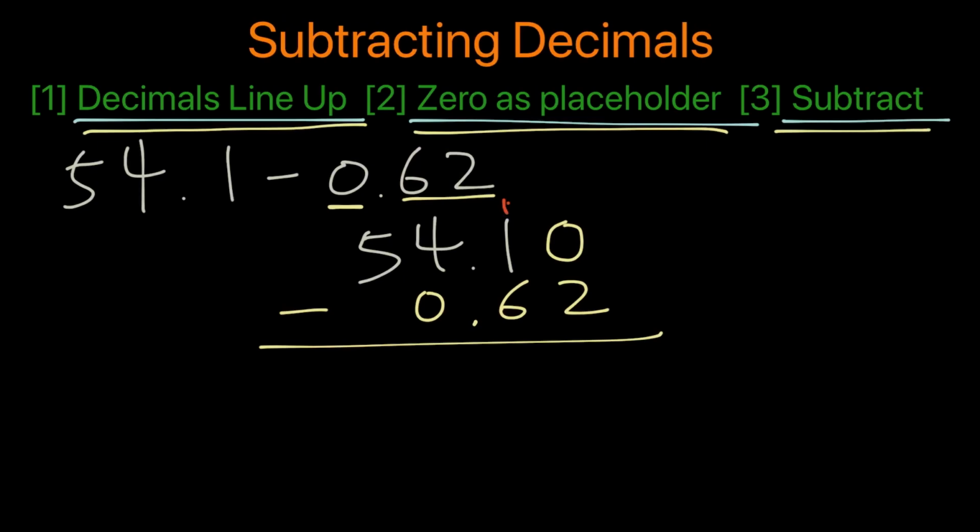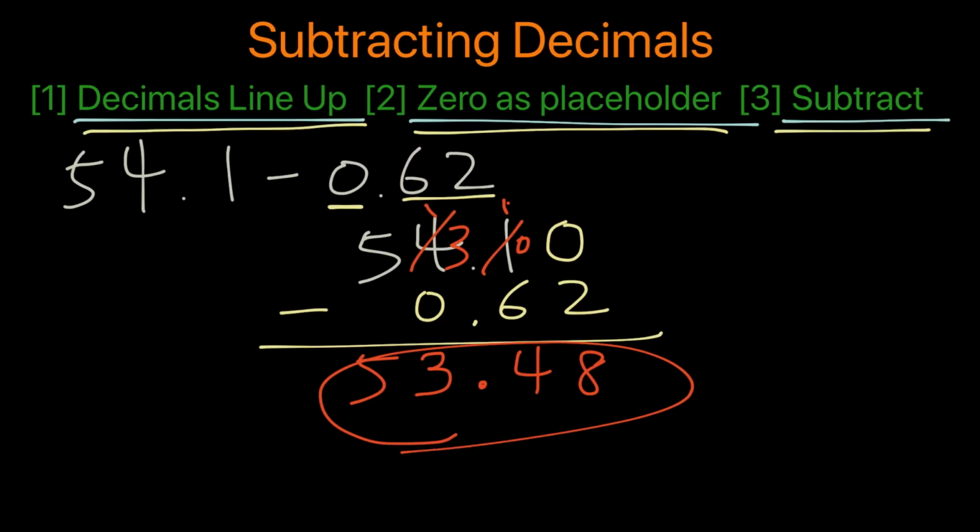0, borrow 1, 10 minus 2 is 8, borrow 1, 10 minus 6 is 4, bring the decimal point down, 3 minus 0 is 3, and bring down the 4, and bring down the 5, and our answer is 53.48.